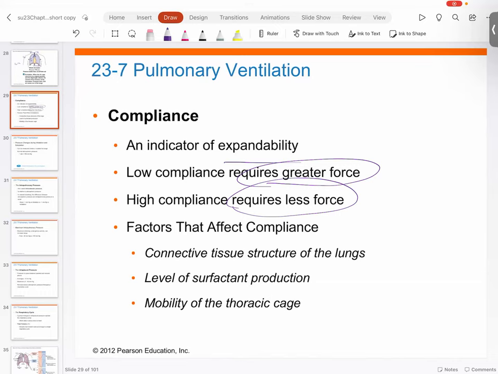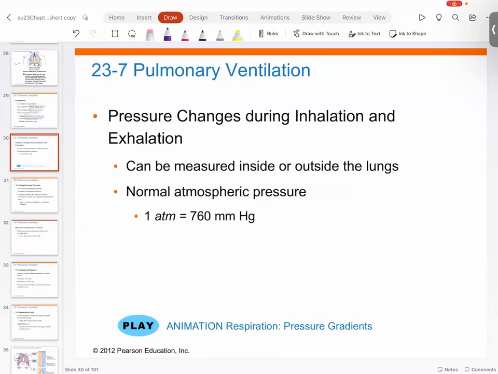Some of the things that affect compliance is obviously the connective tissue that forces that outer limit. Surfactant production, like if you don't have enough surfactant, your alveoli are going to stick together a little bit, causing you to have to inhale harder to get those alveoli to pop open. So if you have a low production of surfactant, that'll happen. And then, of course, if you have thoracic cage mobility issues, anybody who's had broken ribs knows what I'm talking about there. Right. So you have a fundamental inability to expand your chest because your ribs are broken.